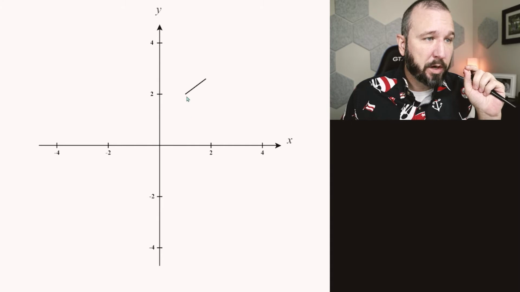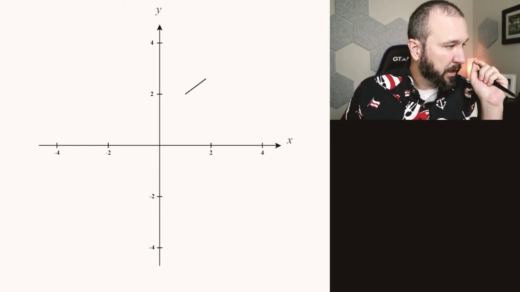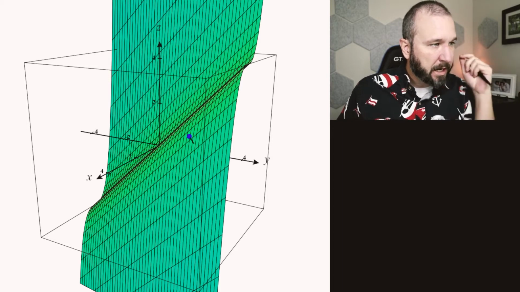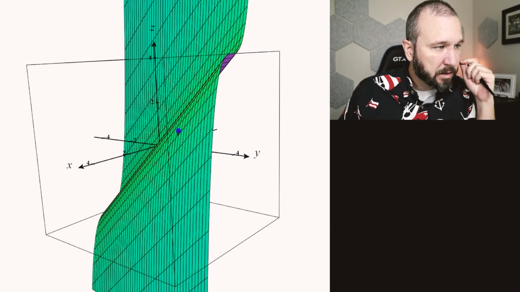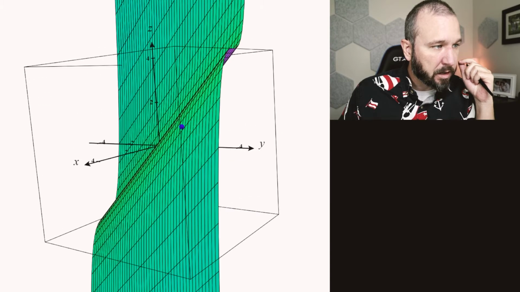You can see it's over 1, up 2. That's where we're at, and we're going to walk in that direction. That's the direction (4, 3). Okay, so back to 3D. There's the surface, and there's the point, and that's the direction that we're going to walk in.